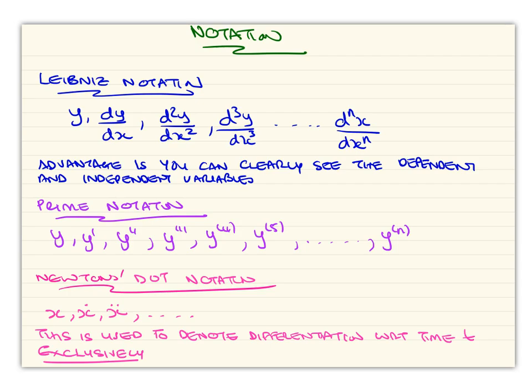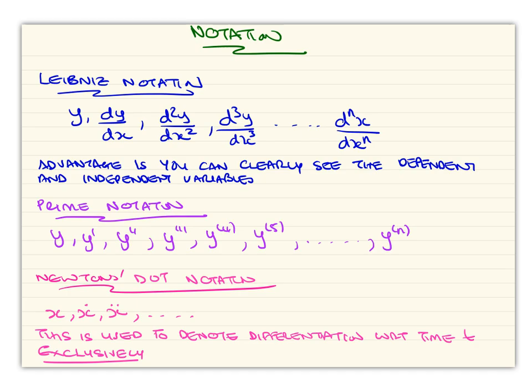The second notation that you might have come across is the prime notation. Here the dependent variable y and its subsequent derivatives are illustrated as such: the first derivative, the second derivative, the third derivative. From the fourth derivative onwards, we write the order in brackets: the fourth derivative, the fifth derivative, and the nth derivative.